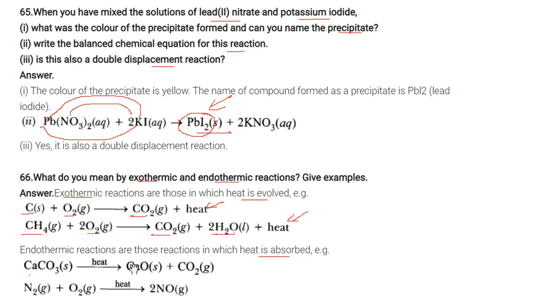Endothermic reaction: calcium carbonate, when it is heated, gives you CaO and carbon dioxide. Heat is being absorbed. N2 combines with O2 to form NO. Again, heat is being absorbed.